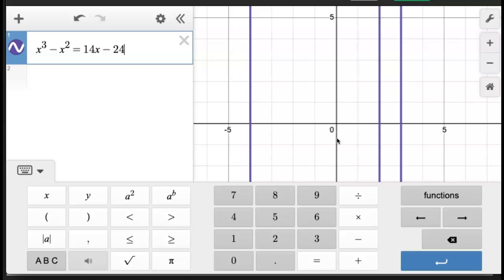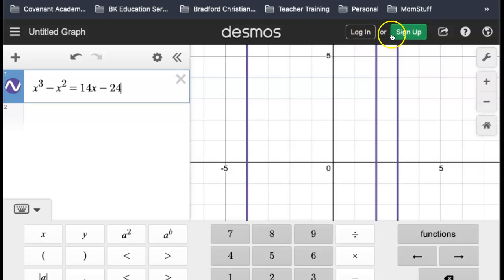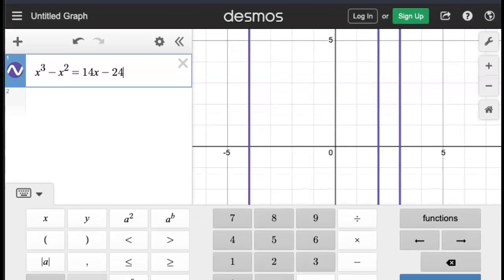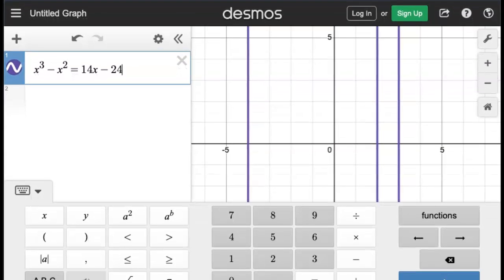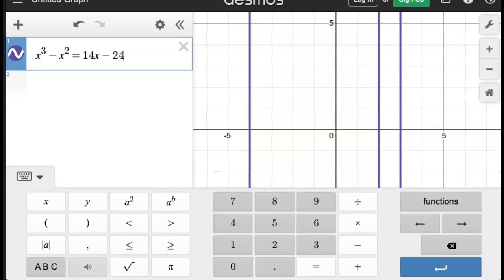Desmos.com/calculator. And this is nothing you have to sign up for. You'll notice that I'm not logged in. You can sign up and have the ability to save things and such, and it gives you a few more functions, but for everything we'll need to do, you can just go there and use it, and it will work for you.